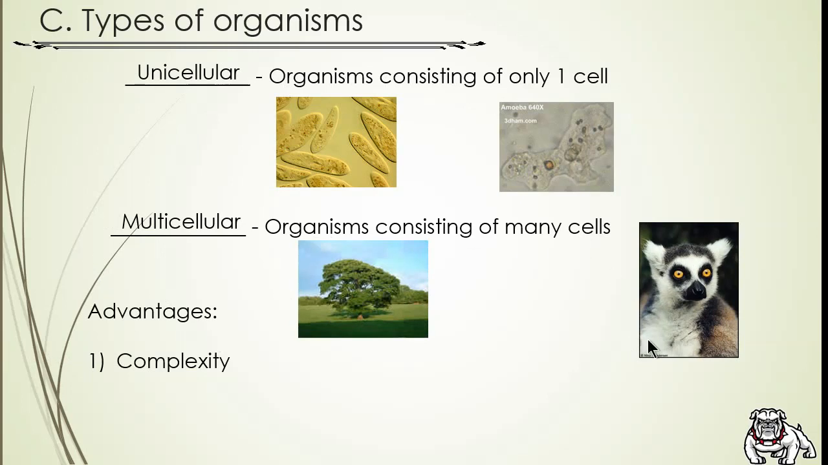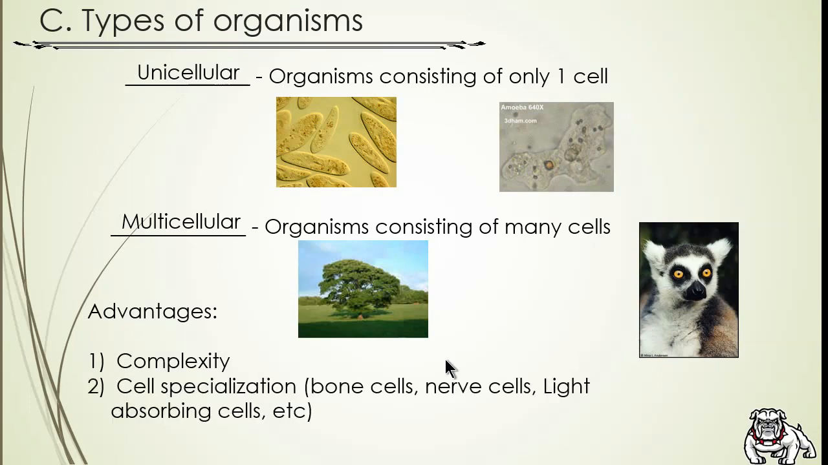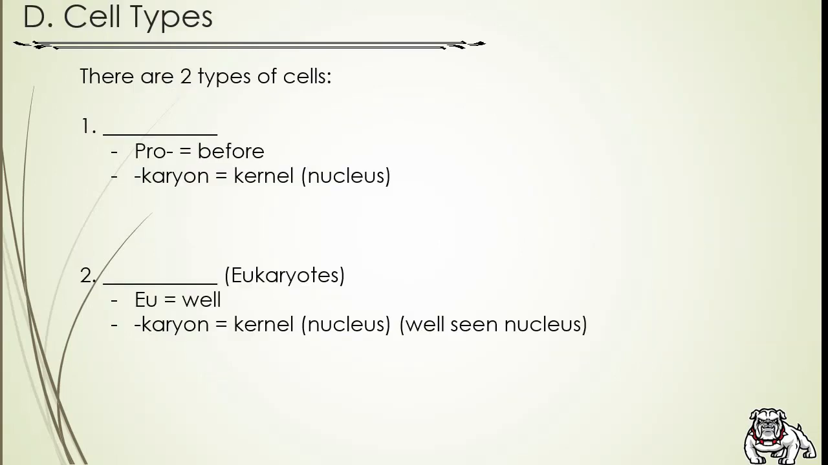Obviously you have cells in the lemur, like in the eyes. You can see those nice brilliant yellow eyes there. So we have special cells that can see colors and things like that. Another advantage is cell specialization, which we're going to look at on the next slide. You can have different types of cells that do different types of things: bone cells, nerve cells, light absorbing cells, etc.